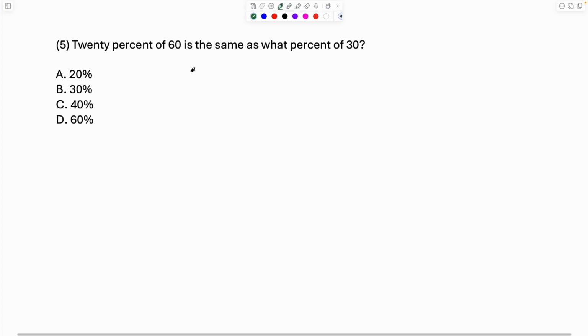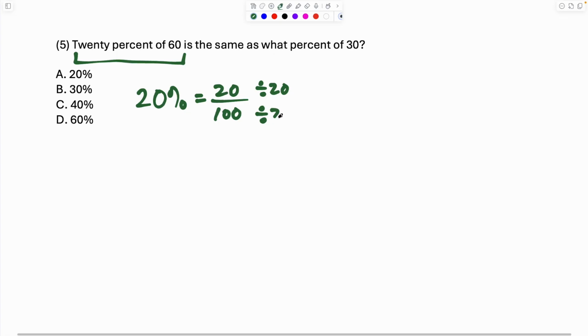Question 5, 20% of 60 is the same as what percent of 30? So for this question, we could take things piece by piece. So this phrase jumps out at me first, 20% of 60. So for this, we could start by writing 20%, and 20% is 20 out of 100. And we could reduce this fraction. Let's divide the numerator and denominator by 20, and we get 1/5. So here, 20% of 60 is the same thing as 1/5. So I could say 1/5 of 60.